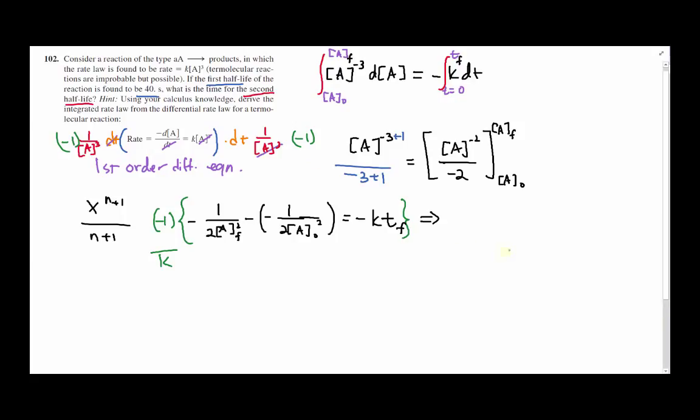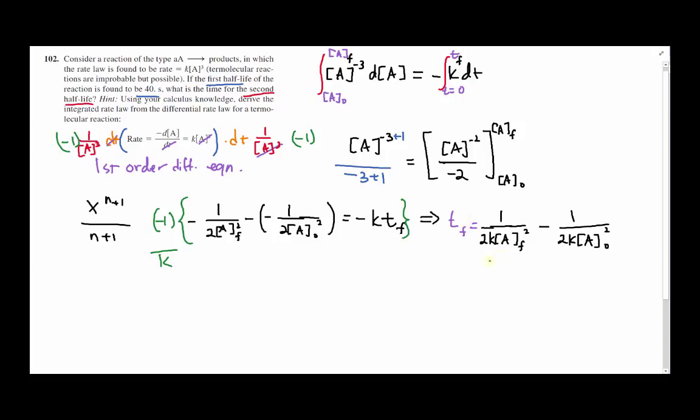So in the end, I get t final equal, now this will be positive, 1 over 2 concentration of A final squared, minus, don't forget k, I just divided it, so 1 over 2k A initial squared. Okay, this is the general formula of our termolecular reaction.